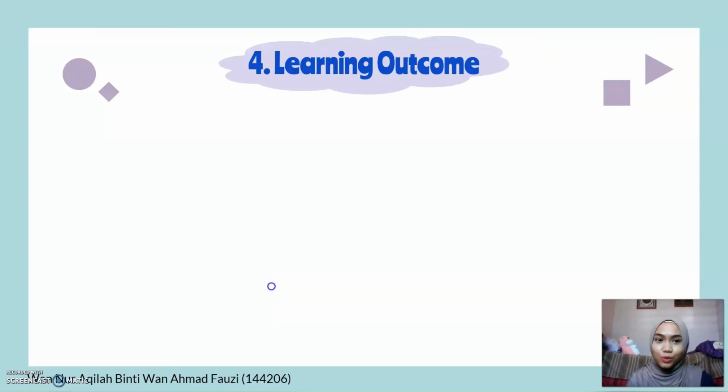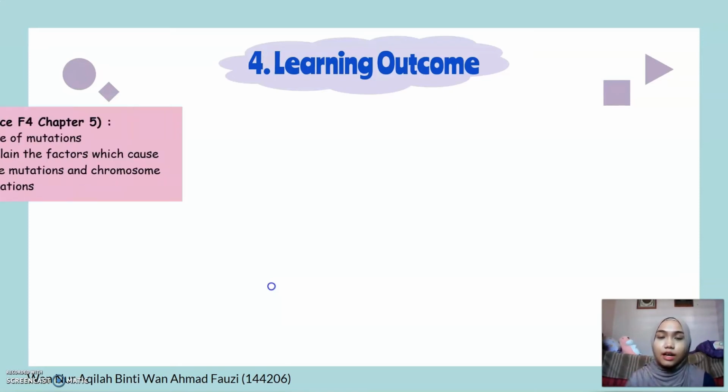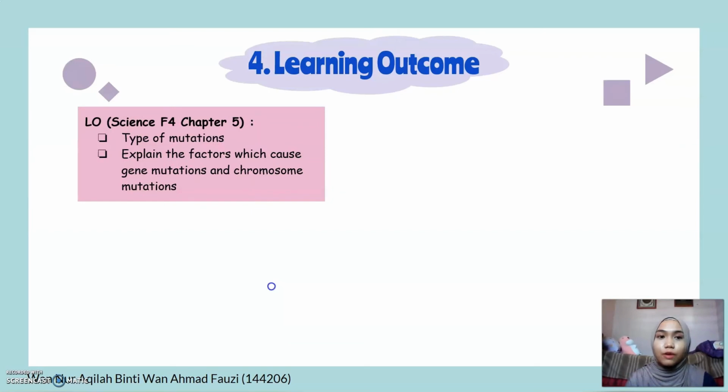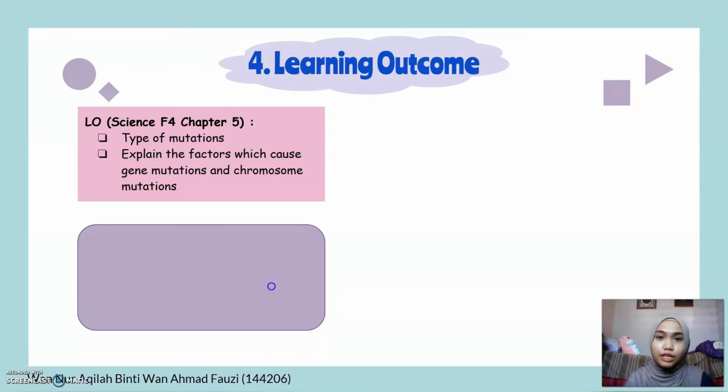Hi, my name is Aqilah binti Fauzi, and I will continue with the fourth learning outcome of the selected response test. I chose a topic from Science Form 4, Chapter 5, Genetics. The learning outcomes that I chose are, first, types of mutations, and second, explain the factors which cause gene mutations and chromosome mutations.